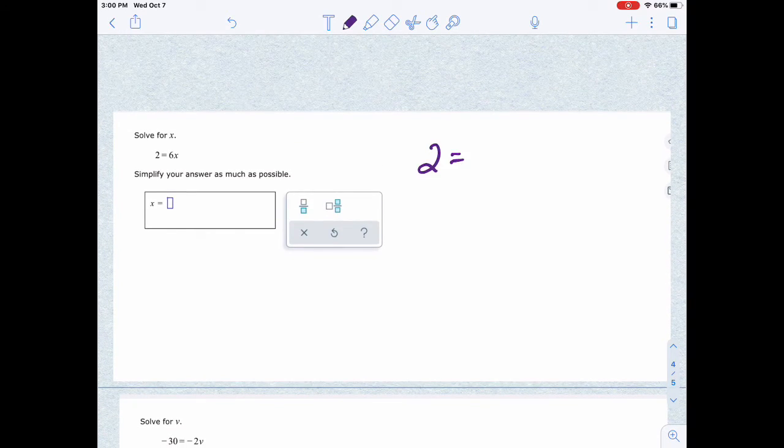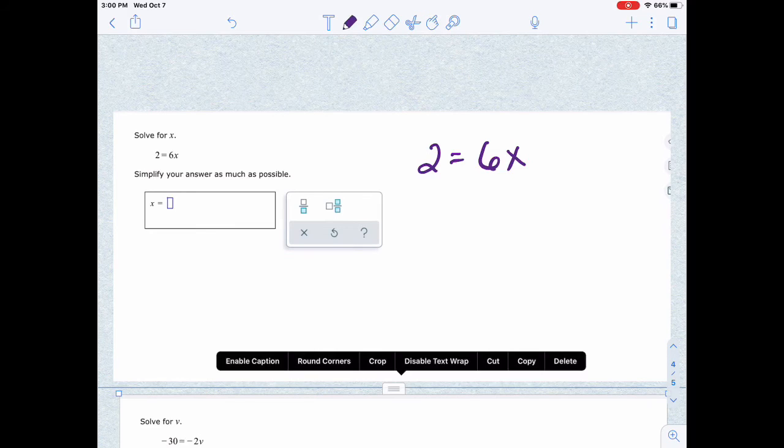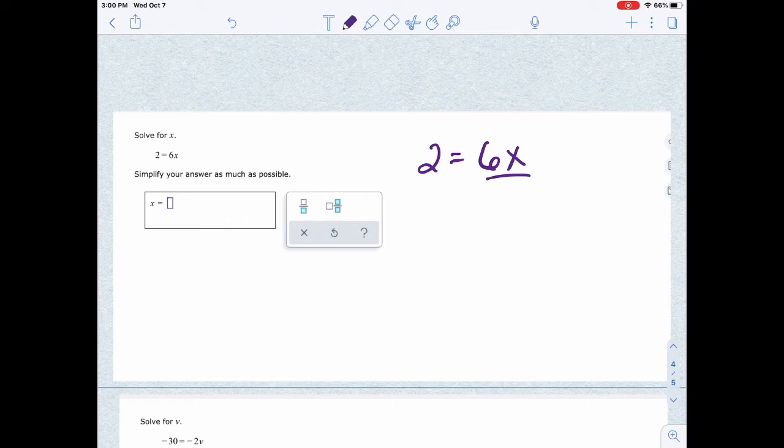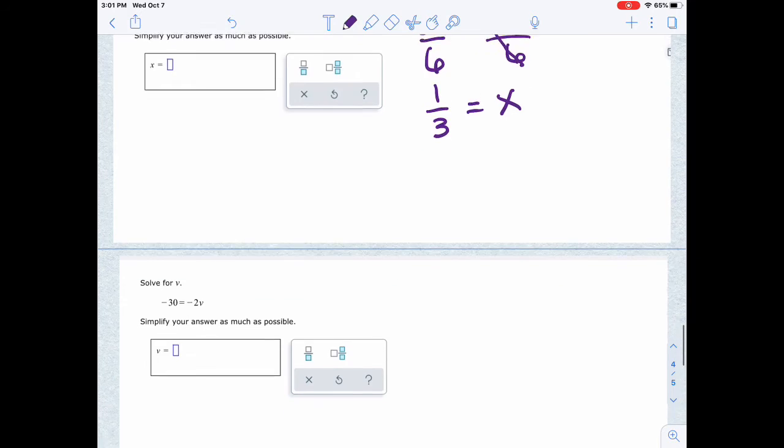2 equals 6x. Here's another thing that trips people up. I want to use the division property of equality and divide by 6, right? Don't let this mess you up. Some people will answer now 3, but notice that there's a 2 on top of a 6, and if I simplify this, I'm going to get 1/3 equals x, or x equals 1/3. Keep the top on the top and the bottom on the bottom. Don't let your brain flip it around and say 3.